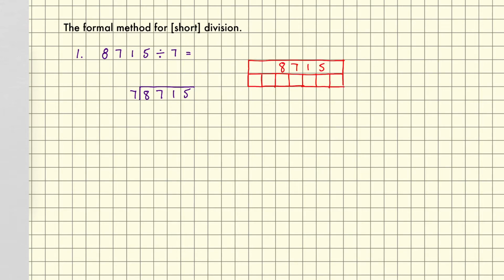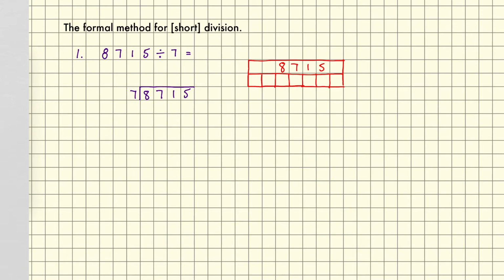This here is a bar model for this calculation. We've got our dividend on top, and we're going to divide it into 7 equal pieces. So I have 7 equal boxes underneath. What goes in each of these boxes is our quotient. That'll be worked out up here.